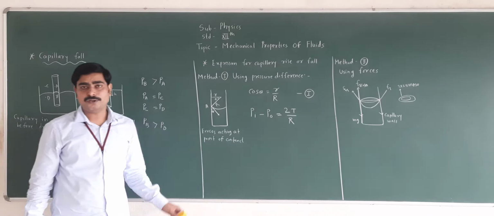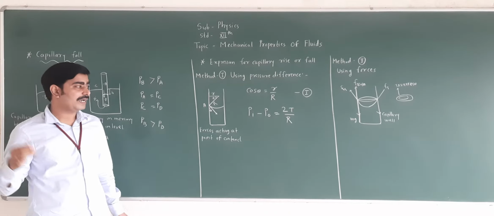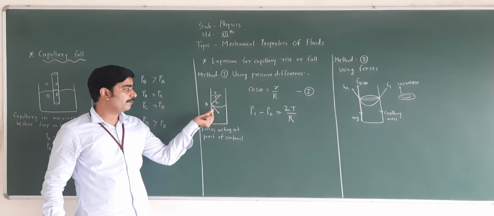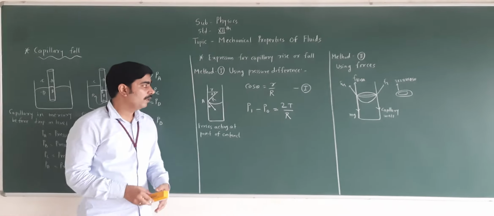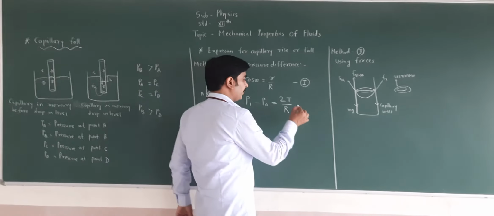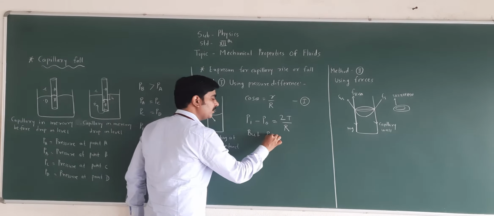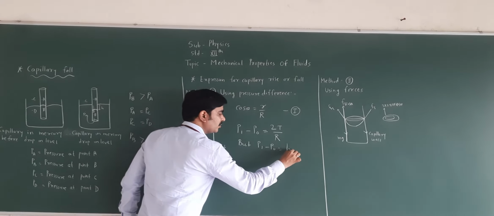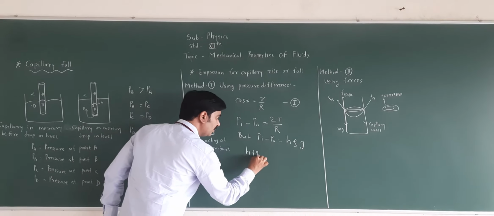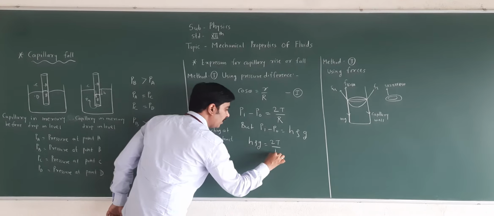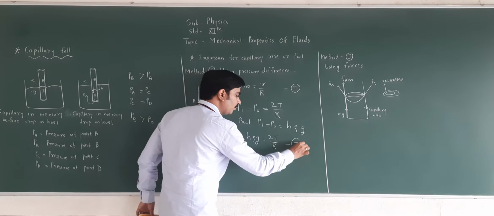Pi minus P naught is equal to 2T upon R. This equation we have seen in the previous article regarding the pressure difference. So the pressure difference in the liquid drop is Pi minus P naught is equal to 2T upon R. But the formula for the pressure difference is equal to H rho G. So I can write H rho G is equal to 2T upon R. I can consider this as equation number 2.